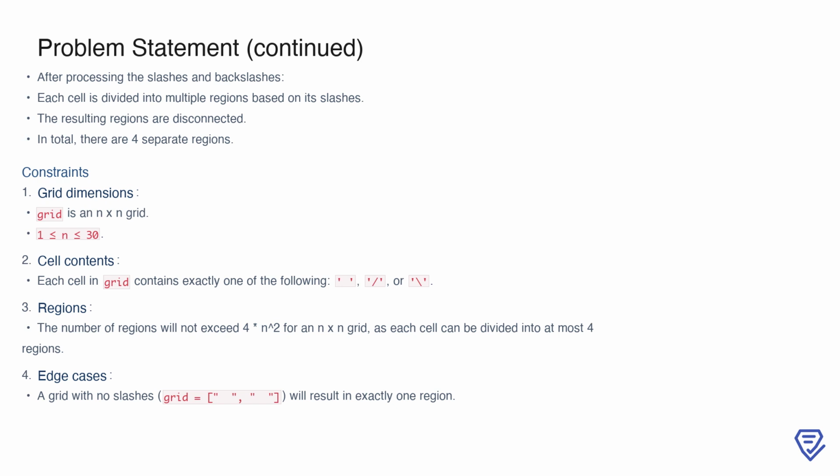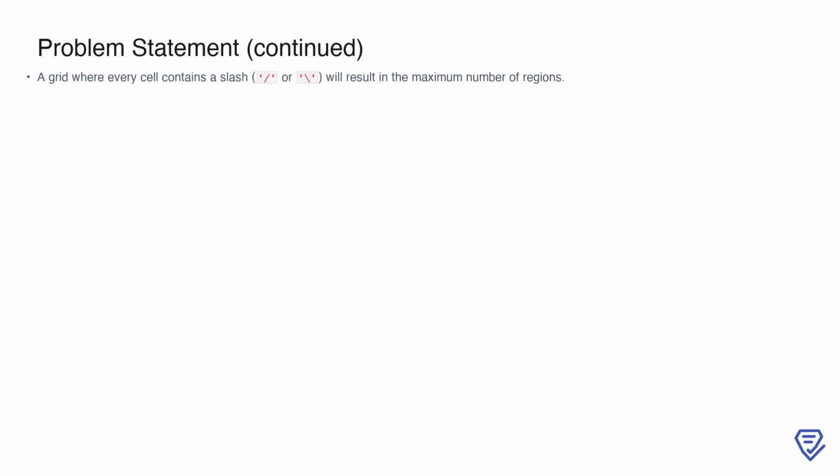To help you solve this problem, here are some important constraints to keep in mind. The grid is always an n by n square, where n ranges from 1 to 30. Each cell contains exactly one of the three characters: a blank space, a forward slash, or a backslash. The maximum number of regions for a grid can be calculated as 4 times n squared, which accounts for the scenario where every cell is divided into 4 parts.